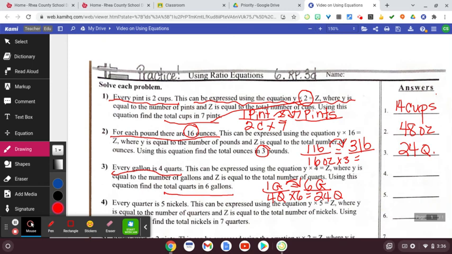Okay. So with the equation method, all you're doing is taking your 4 times your 6. That's what you are actually doing in each one of these problems. Your 16 times your 3. 2 times your 7. So the rest of the problems, just put your answers right over here.